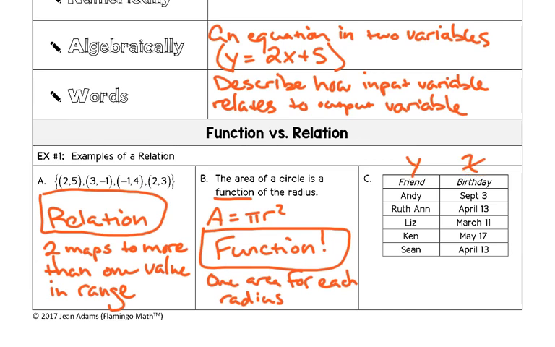So now if I look at my domain, or my independent variable here, right, and I say, let's pick one, September 3rd. Does that map to more than one element of my range? Not September 3rd, right? But what if I look at April 13th? April 13th maps to Ruth Ann, and April 13th also maps to Sean. So it's mapping to 2 different elements of the range. So in this setup where my birthdays are my domain or my independent variables, right? This is actually not a function. This is simply a relation.